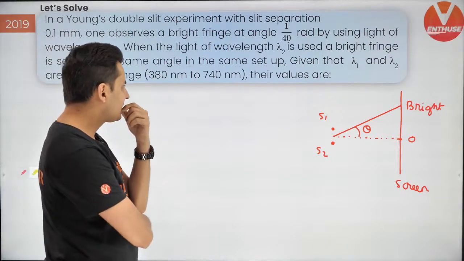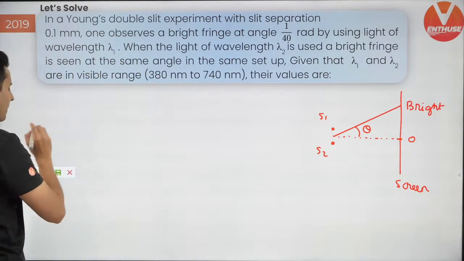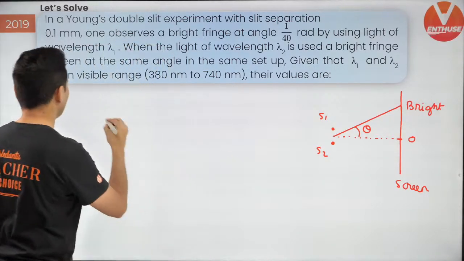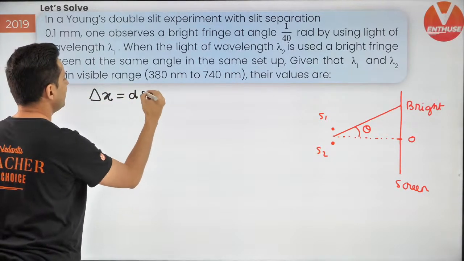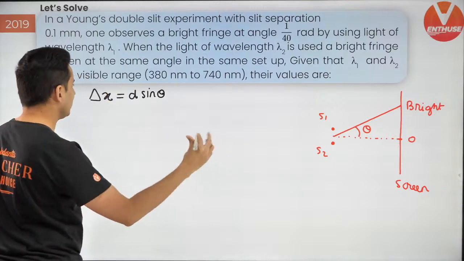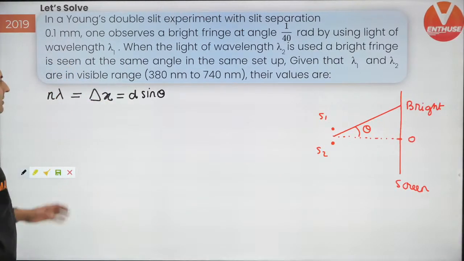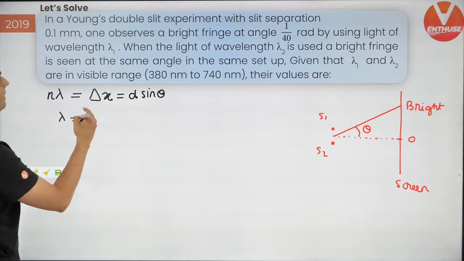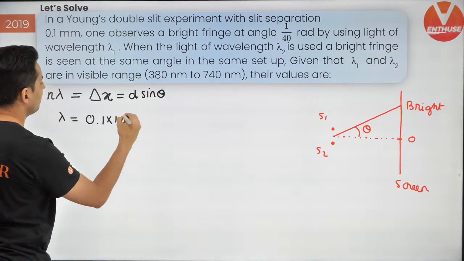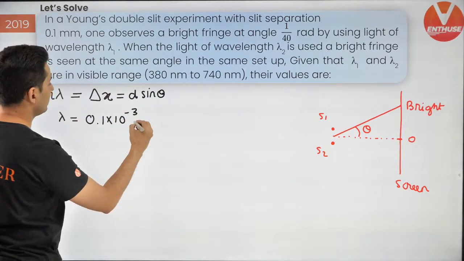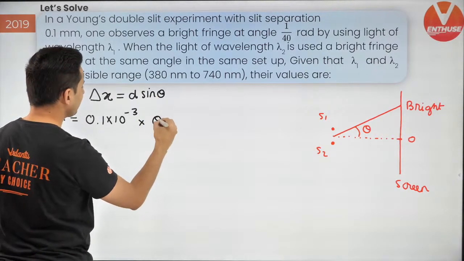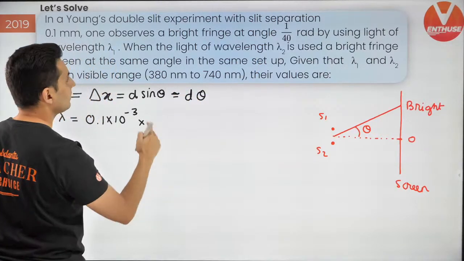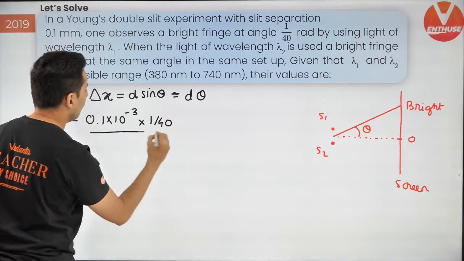Now let's see what is going to happen. Let me recollect some formulas. For path difference, the formula delta x is just d sine theta. For it to be bright, delta x must be n lambda. Isn't that correct? So therefore lambda is equal to d sine theta by n. d is 0.1 millimeter, into sine theta. Sine theta will be theta only because theta is very small, so it is approximately d theta. And the value of theta is 1 divided by 40, divided by n.